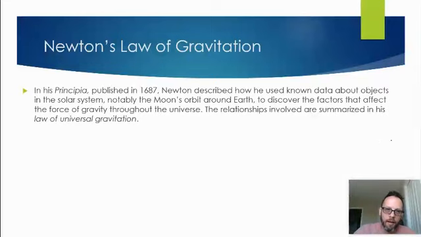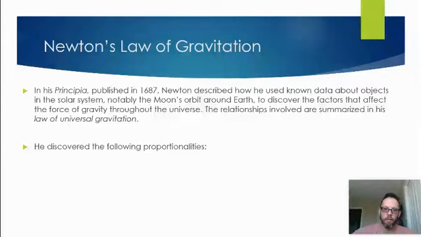In his Principia, published before 1700, Newton described how he used known data about objects in the solar system, and notably the moon's orbit around the Earth, because that was pretty easy to collect data for. And he discovered the factors that affect the force of gravity throughout the universe. He summarized this in his law of universal gravitation. So he discovered the following proportionalities.